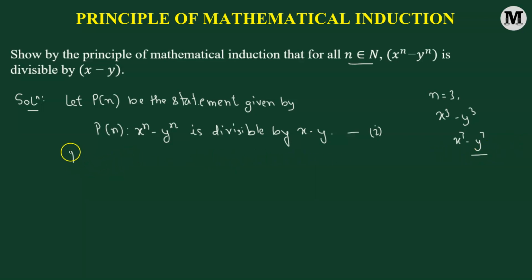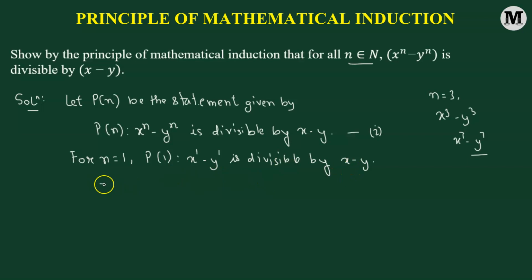What we will do is first check that the given statement is true for n equals 1. For n equals 1, p of 1, the statement becomes x raised to the power of 1 minus y raised to the power of 1. We're saying that this particular expression is divisible by x minus y. Now, is this a true statement? Yes, this is definitely a true statement. So this tells us that p of n is true for n equals 1. That means if we choose the first natural number 1, then the given statement is true.